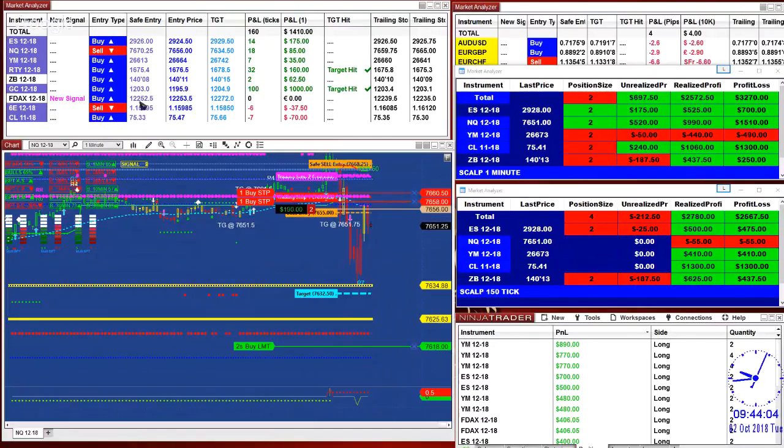So there is a new signal on the DAX. If there are any DAX traders, 2253 is an entry, and this one here says a new signal, buy, and then the target is 22715.